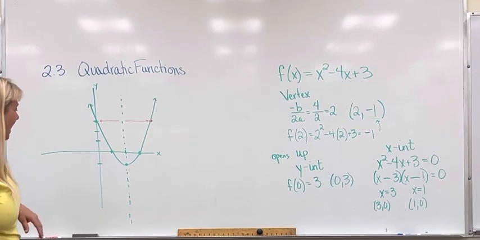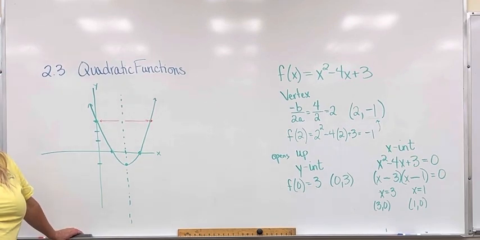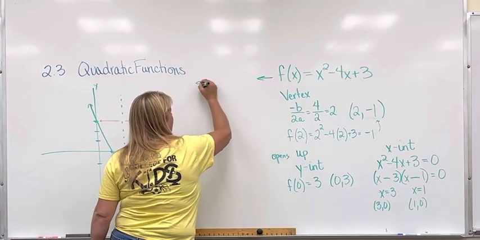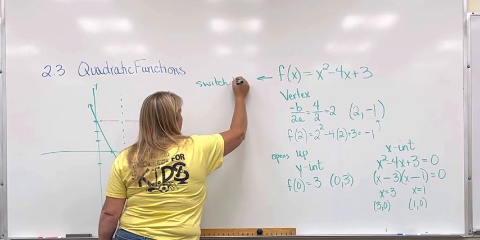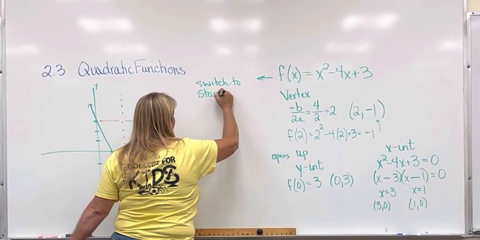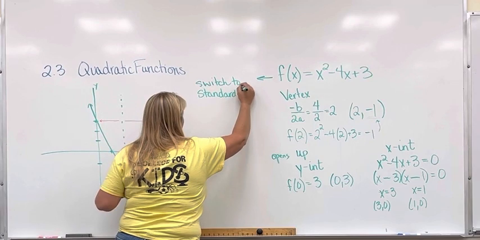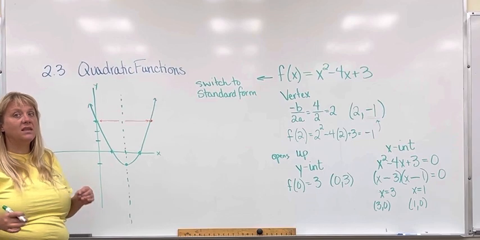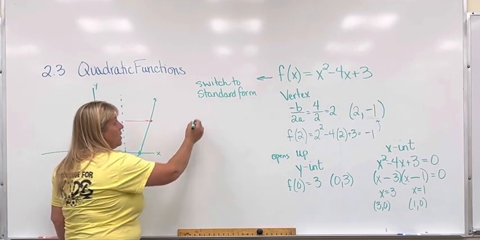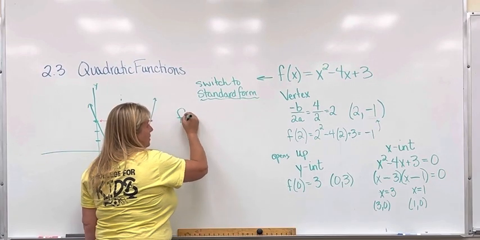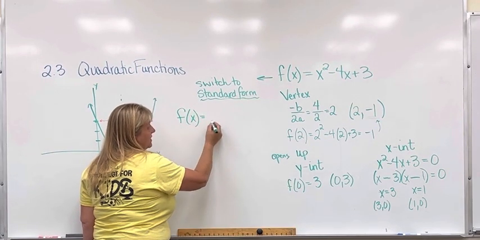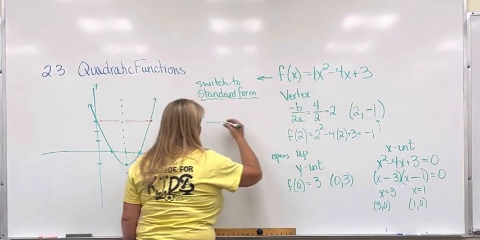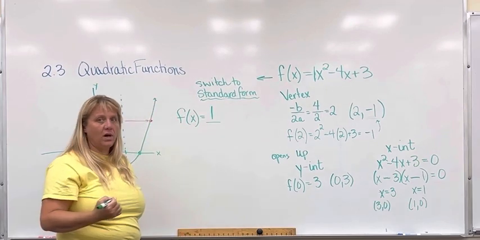Now, one other thing that they're going to ask you to do, and I never understood this, is they're going to ask you to switch from general form to standard form. I don't know why, but if you've done all this work, we can make this switch really easily. So if we want to switch to standard form, it is going to have that A out in front. Our A here is 1, so in our standard form, we're going to have a 1.